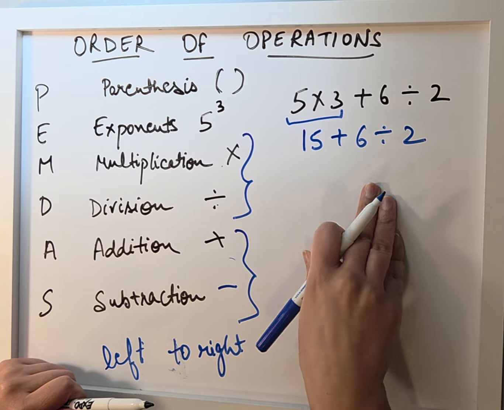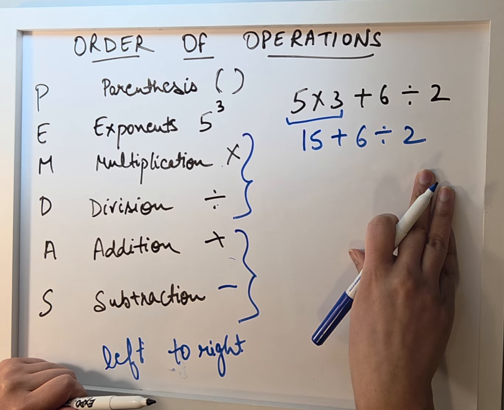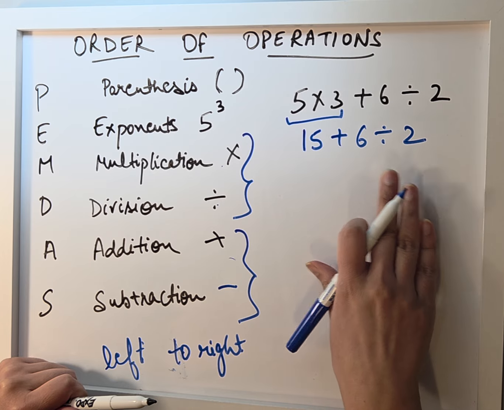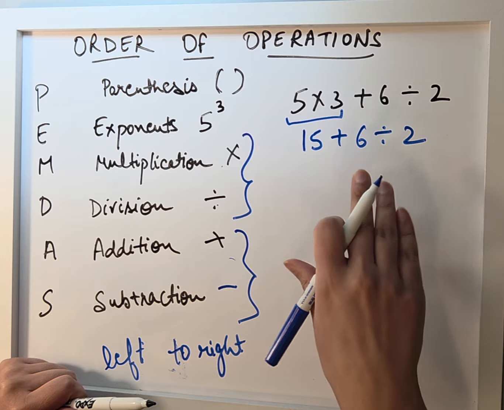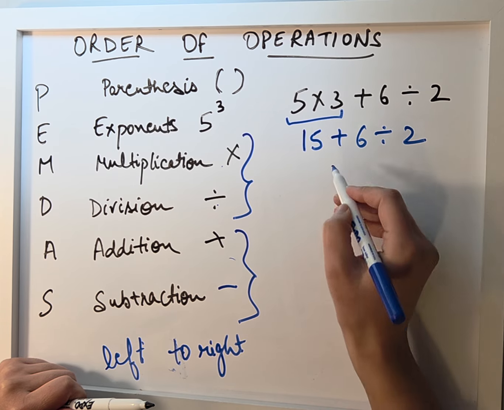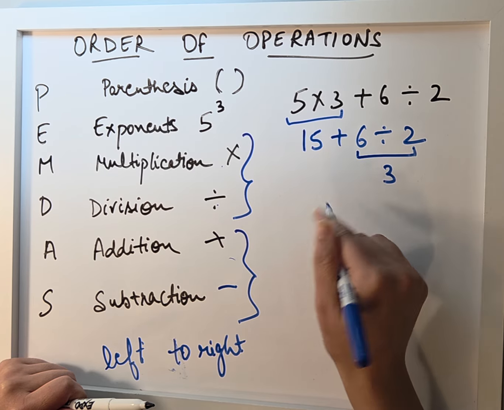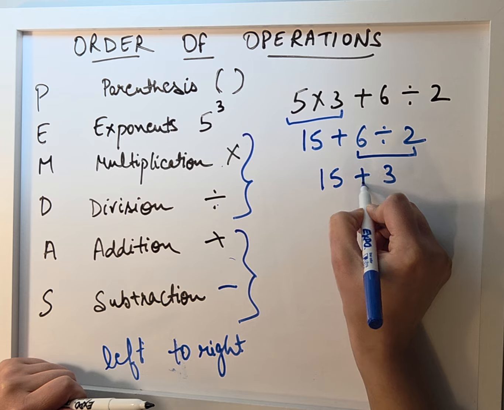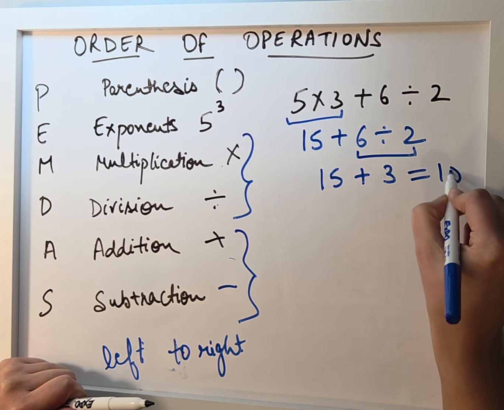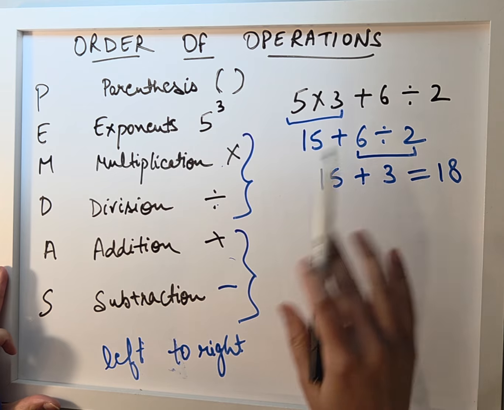Then again we see, do we have parentheses? No. Exponents? No. Multiplication? No. Division? Yes. So 6 divided by 2 is 3, and the rest we write as is. Now only one operation is left, so 15 plus 3 is 18. I hope this is clear.